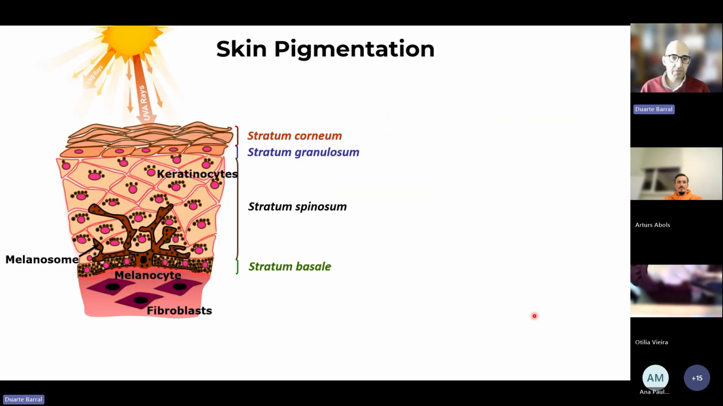So we've been studying for many years now the molecular and cellular mechanisms of skin pigmentation. We know there are two main cell types involved in this function: melanocytes, these dendritic cells that produce melanin within melanosomes and transfer the melanin to adjacent keratinocytes. The epidermis is divided into several layers or strata, normally four, that are represented here. Then we have the dermis, on top of which the epidermis is settled.